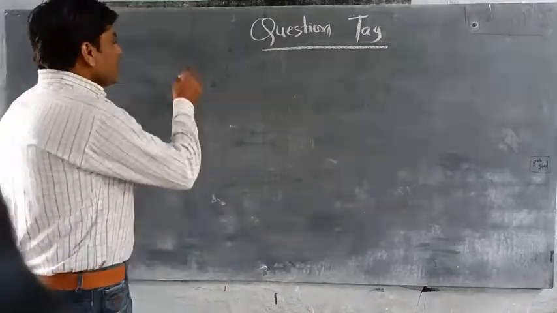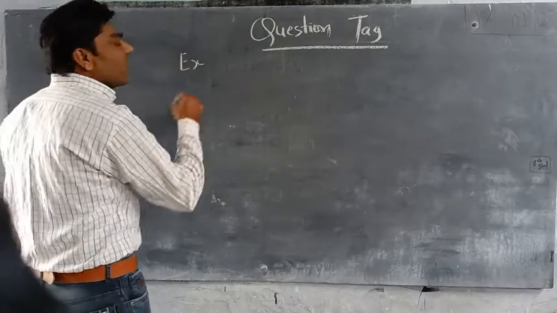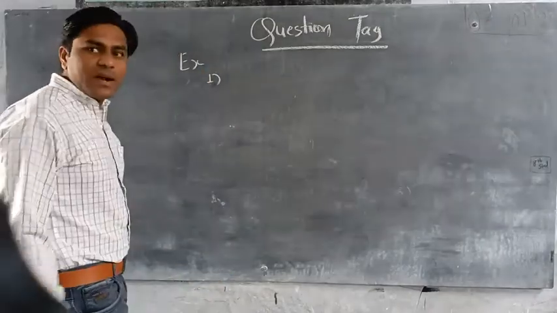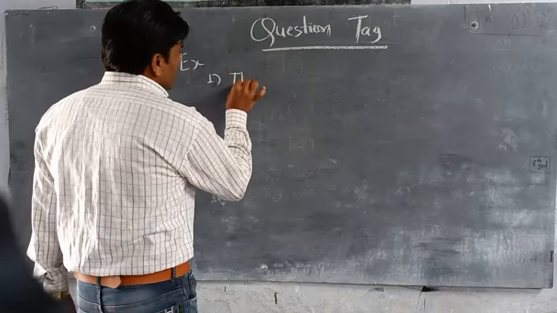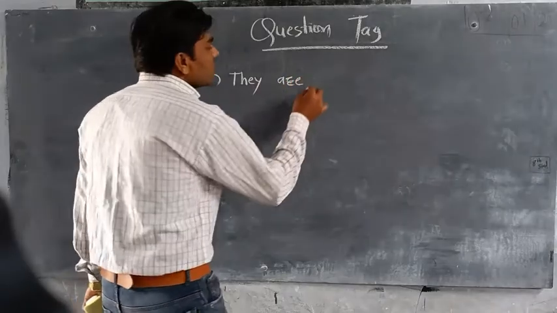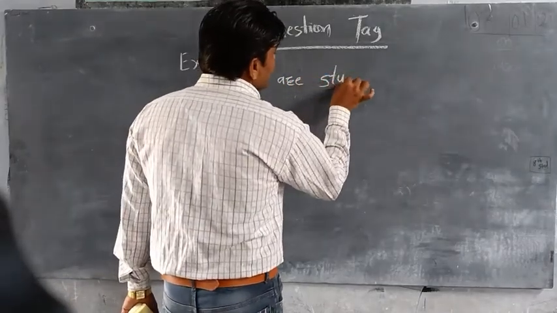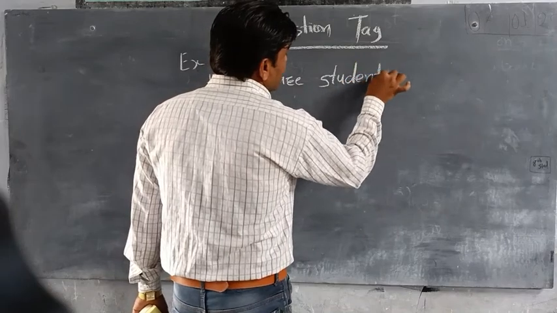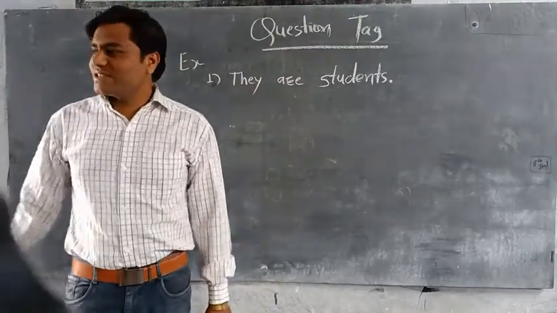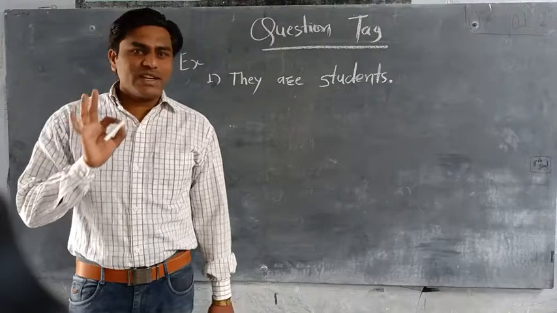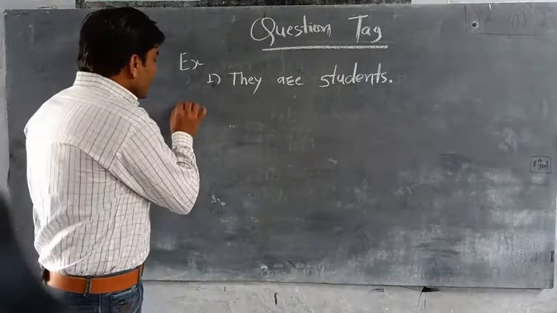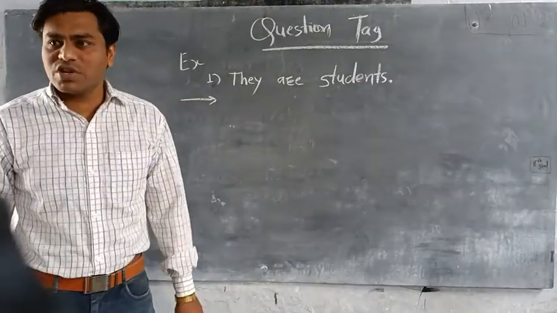Here is one example. Write this example please, and then we'll solve it. They are students. Full stop. It is a very simple sentence. How can we make the question tag of it? Just see here, we are making the question tag.